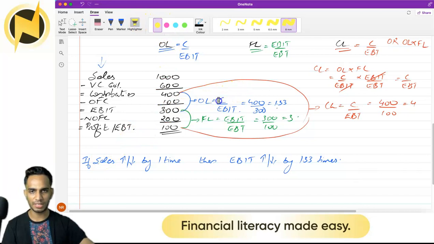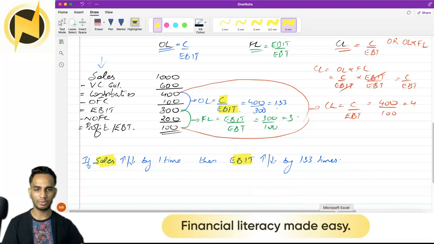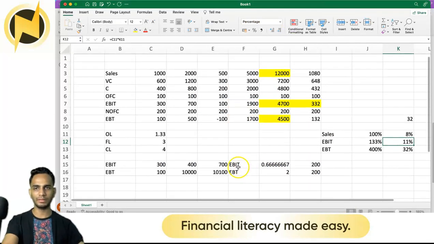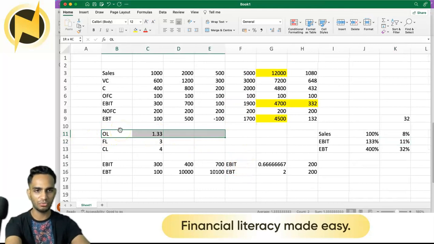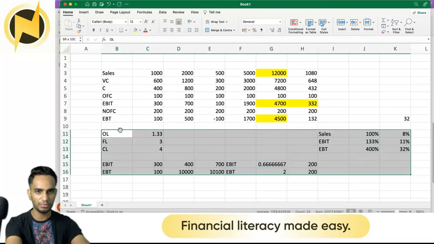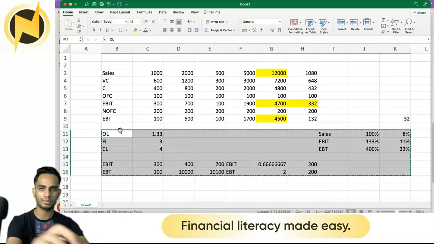Okay. So you might have a confusion here. Here we establish a relation between contribution and EBIT. So it should have been, if contribution moves, then how will EBIT move? That's how it should have been, correct? But here I wrote, if sales move, then EBIT will move like this. Why is that? I'll quickly explain. I'll just take this off for now.